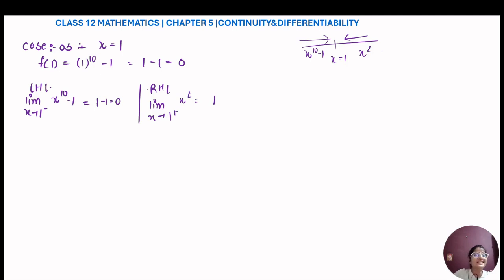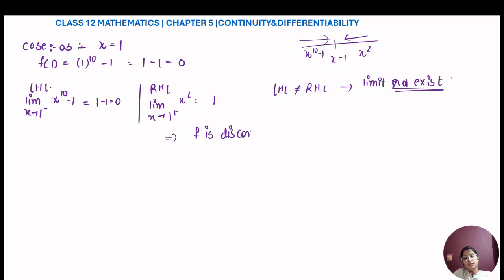Now see what you get: your left hand limit is not equal to your right hand limit. Both are not the same. So from here we get that the limit does not exist. It's just a basic concept that when your left hand limit and right hand limit are not equal, the limit does not exist. Since the limit does not exist, there is no point in checking equality between the function value and the limit value. So from here, f is discontinuous at x equals 1.